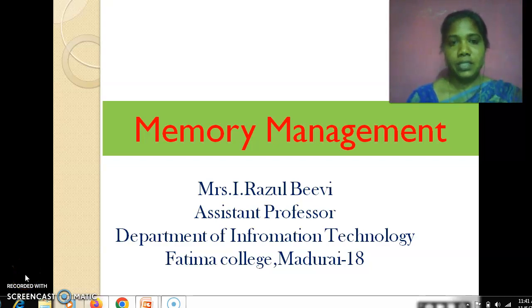Hi everyone. Today we will learn about memory management in operating systems, how data or programs are going to be stored in the memory unit. Today we see about the memory unit.